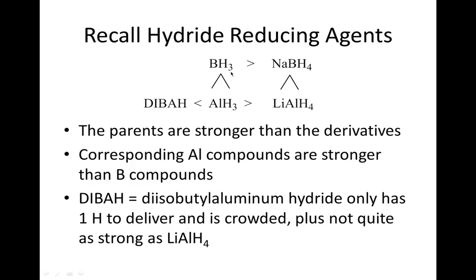And so the borane and the lithium aluminum hydride are about the same strength, and we need something about that strong or stronger to be able to reduce the carboxylic acid derivatives or the carboxylic acids themselves. And diisobutylaluminum hydride was introduced as a way to stop at aldehydes because it only has one hydride to deliver and it's crowded, and so that also helps it.